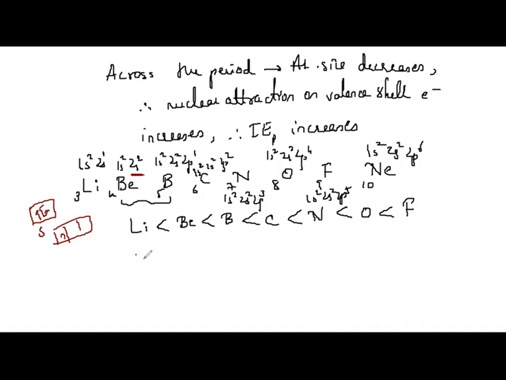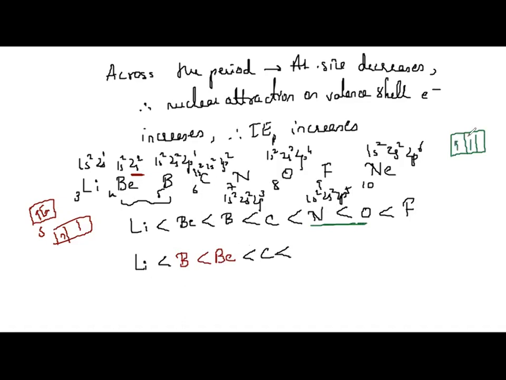Therefore, the change becomes, I will write the change. Lithium is having lower ionization energy. But among beryllium and boron, boron will have lower energy than beryllium. Okay. And it continues again. Carbon.